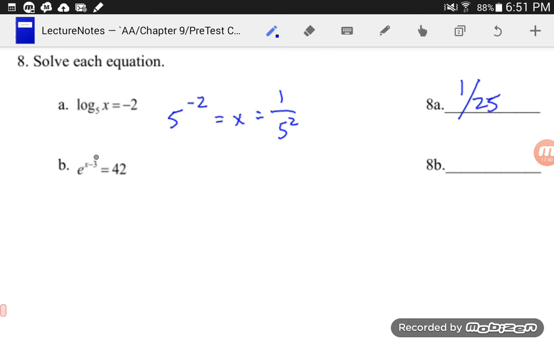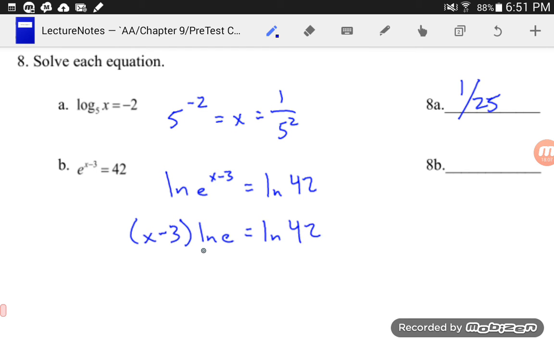This one, I gotta get that x out of the exponent, so I can take the log of both sides, or in this case, I'm gonna take the natural log of both sides, equals the natural log of 42. That means I can take this exponent and put it in front, so I have x minus 3 times the natural log of e equals the natural log of 42. The natural log of e is just 1, so I'm left with x minus 3 equals the natural log of 42. So I'll add 3 to both sides, and I have x equals natural log of 42 plus 3.